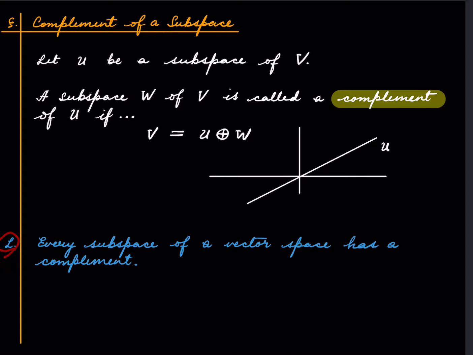So the lemma is that every subspace of a given vector space has a complement. All right. So here's the proof. So let U be a subspace of V.